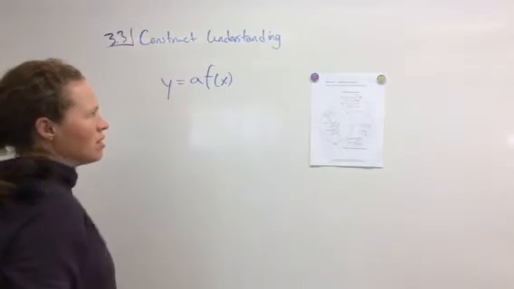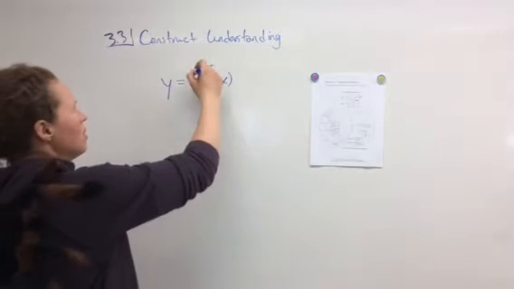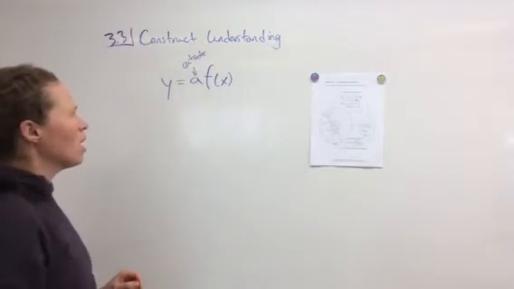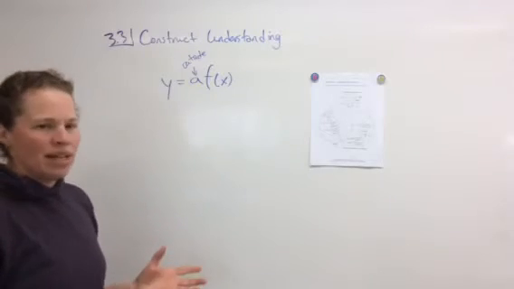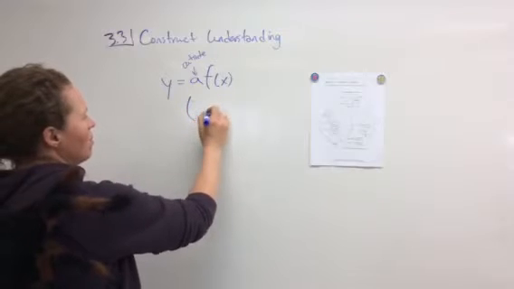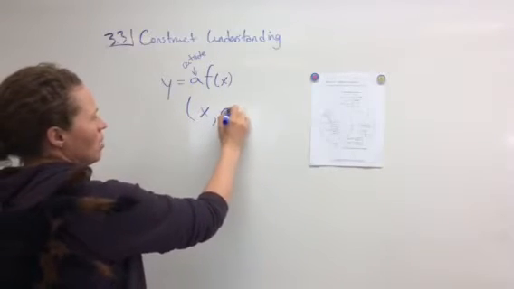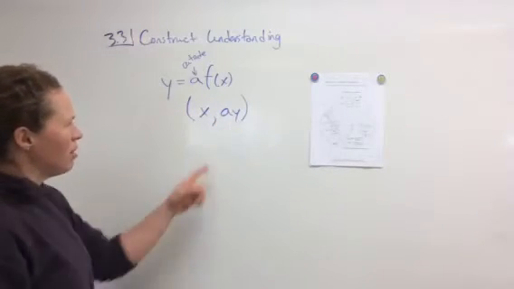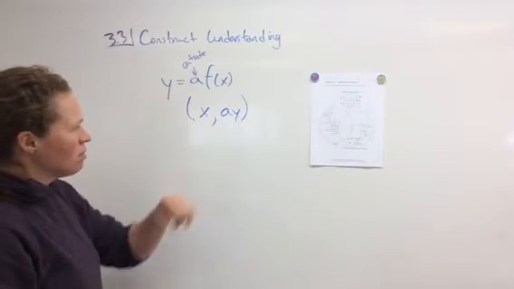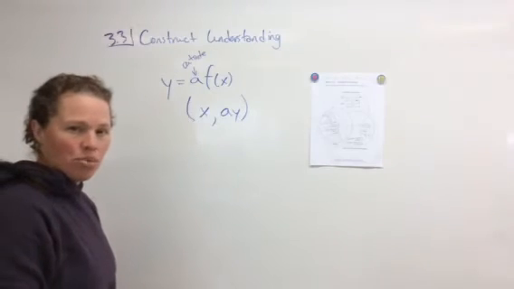times f of x, so I have the number outside the function, then y is affected. And what ends up happening is I have x staying the same and y becoming multiplied by this number. So if I have that number, I could just multiply it by y and get my new point right away.